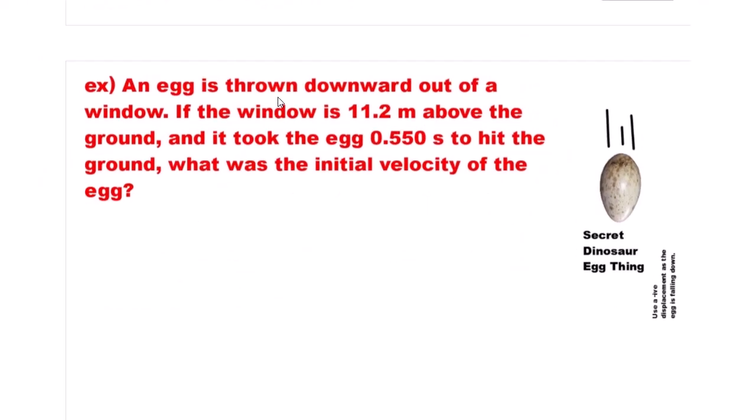Okay, we got one more. An egg is thrown downward out of a window. If the window is 11.2 meters above the ground, and it took the egg 0.550 seconds to hit the ground, what was the initial velocity of the egg? Okay, let's see what we got here.